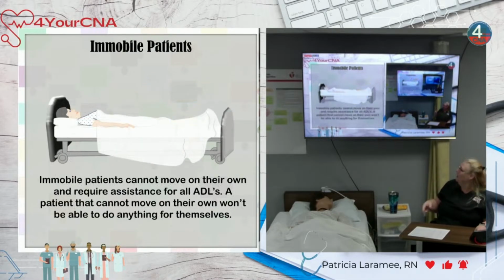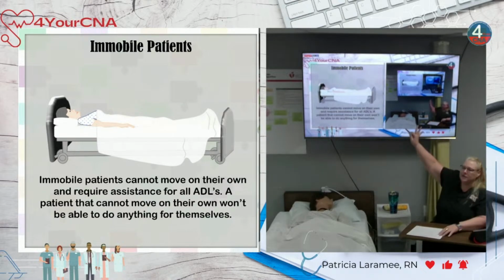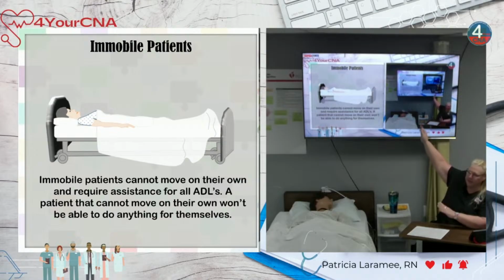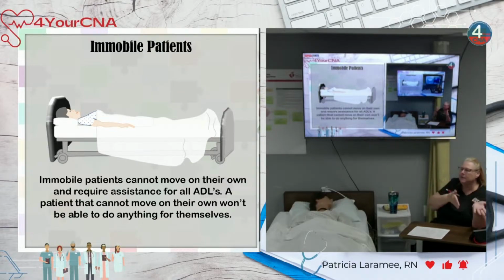Okay. So let's talk now about immobile patients. We already know this patient is not immobile. Doesn't tell us that they're paralyzed. It just says they can't roll. But a lot of students immediately bring to mind immobile. So let's talk a little bit about immobile, because somebody that can't move on their own is going to require a lot of care. If they can't move on their own, they can't do anything for themselves.